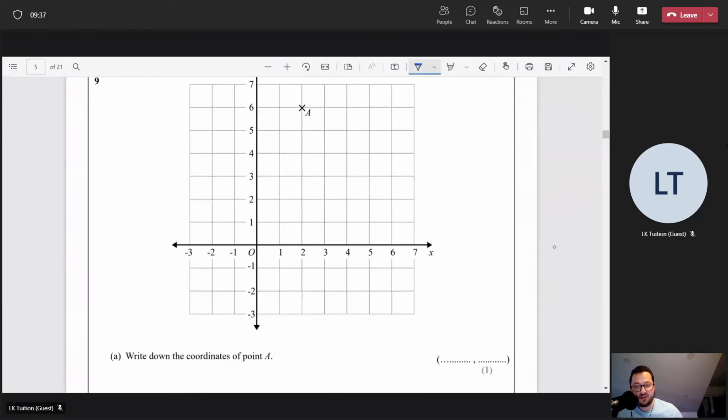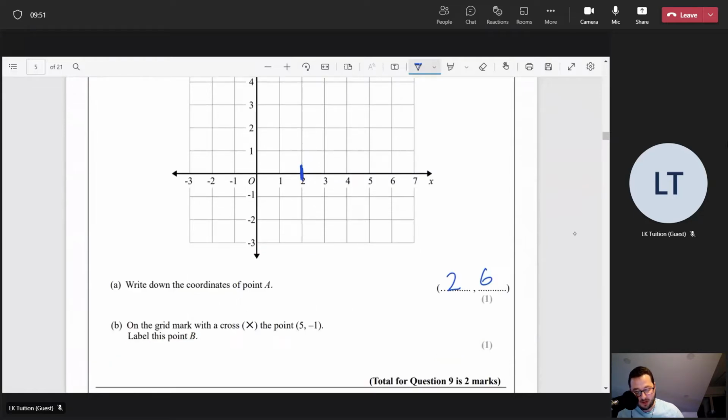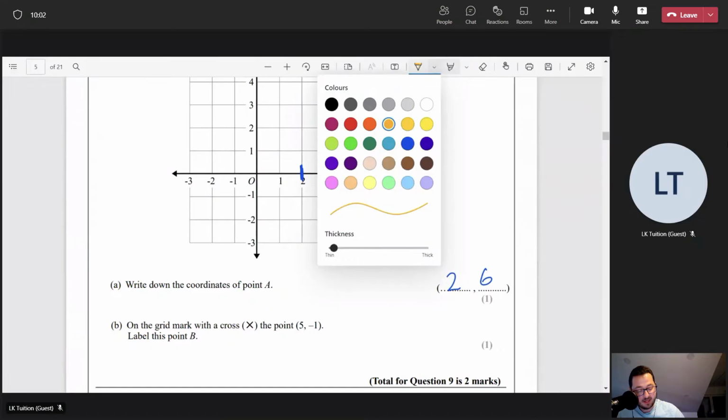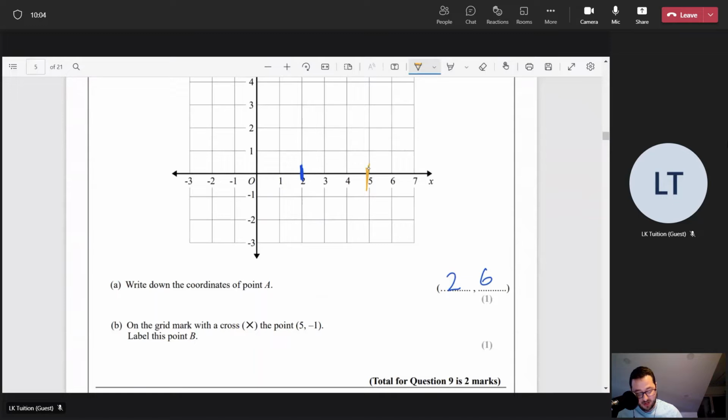Number 9, it just says write down the coordinates of the point A. Well, if we look at it, the x coordinate is 2 and the y coordinate is 6. So that is just going to be (2, 6). And B says on the grid, mark with a cross the point (5, -1). Well, in that case, the x coordinate is 5. Let's use a different colour for that. So the x coordinate is 5 and the y coordinate is -1, and they want to mark it with a cross, so that's going to be here.